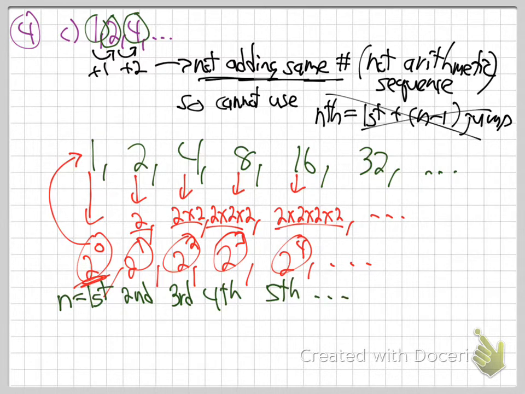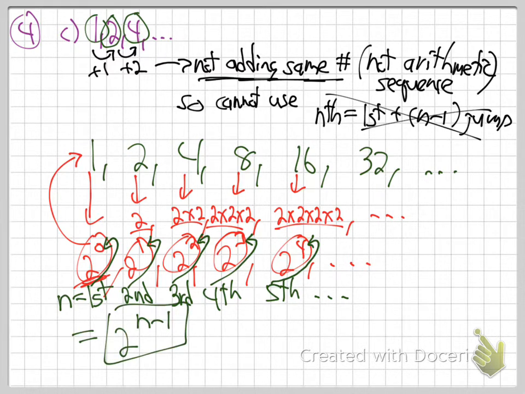Notice that the fifth term has a 4 there, 2 to the fourth power. The fourth term is 2 to the third power. The third term is 2 to the second power. The second term is 2 to the first, and the first term is 2 to the 0. The power is always 1 lower than the term number. So therefore, it's equal to 2 to the n minus 1, isn't it? So there's the formula for the nth term.